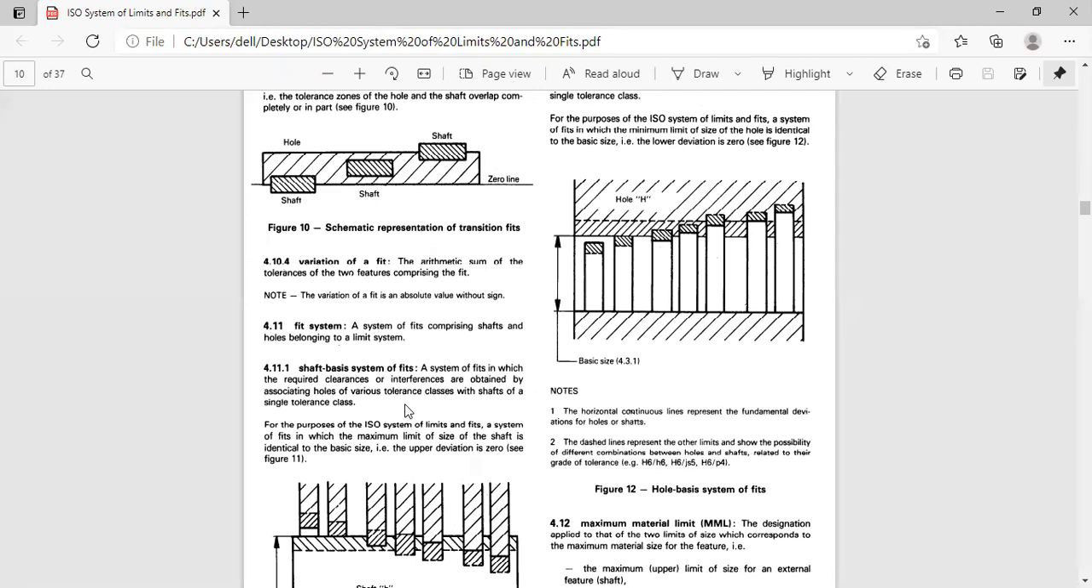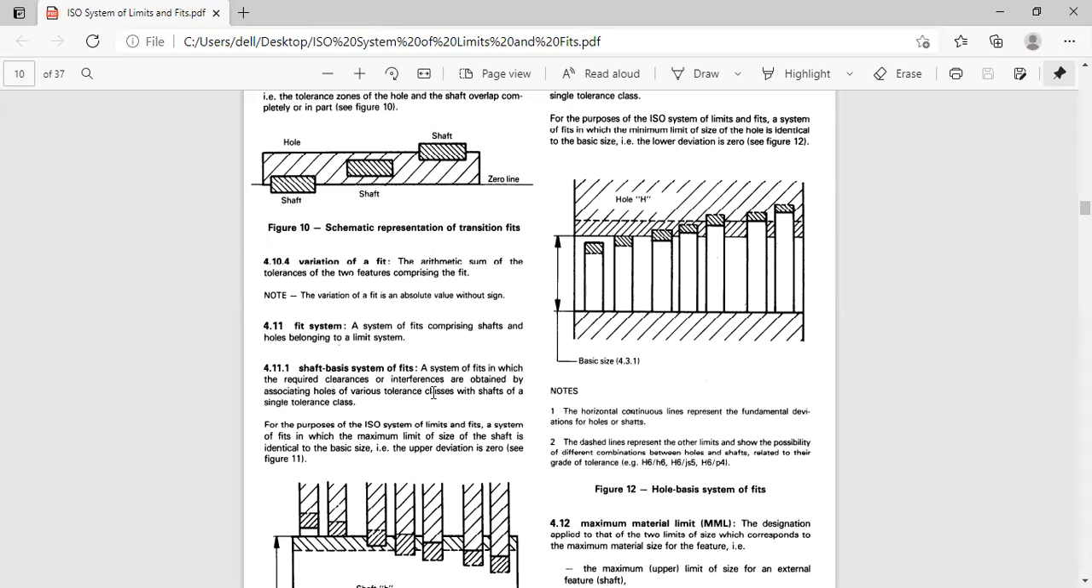The definitions may be somewhat similar, but the actual definition of the shaft-based system is this: a system of fits in which the required clearances or interferences are obtained by associating holes of various tolerance classes. That's what I told you in the basic definition. How to remember the shaft-based system: shaft size is kept constant and hole size is varied. All these are very important.